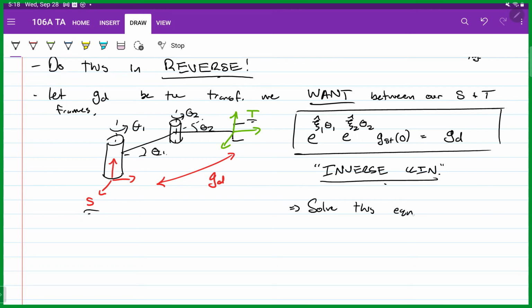This equation for angles θ1 and θ2. Okay. So we're plugging in a matrix that we want. We're plugging in our product of exponentials, and we're saying, all right, how can we somehow invert this product of exponentials formula to give us this matrix that we're looking for?